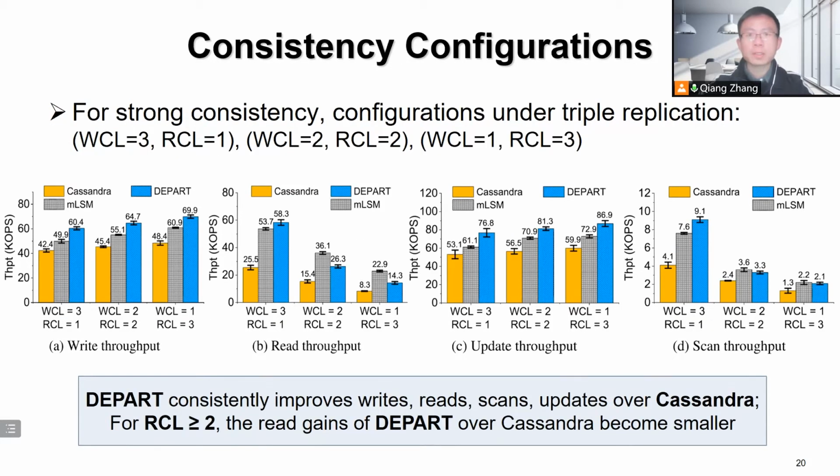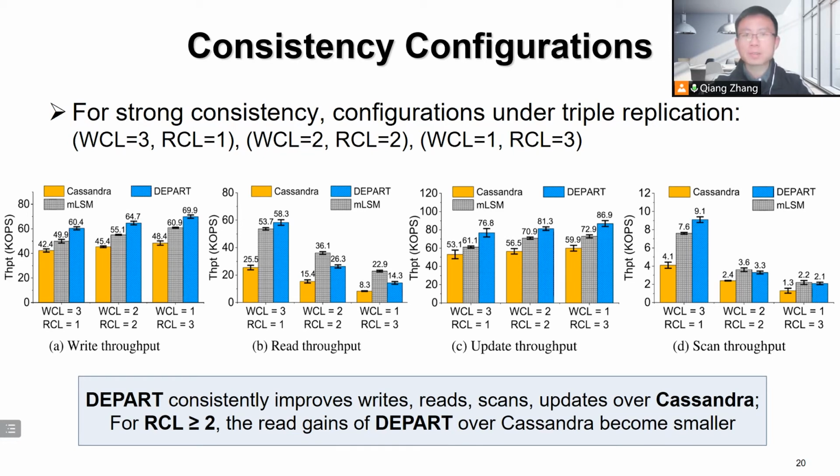We also evaluate the performance under different consistency configurations. For strong consistency, we consider 3 different configurations for write consistency level and read consistency level under triple replication. We can see that DEPART consistently improves all the throughput over Cassandra. DEPART also improves the throughput of writes and updates over multiple LSM. However, the read performance gains of DEPART over Cassandra become smaller, and DEPART's read performance is worse than multiple LSM for read consistency level greater than 1.